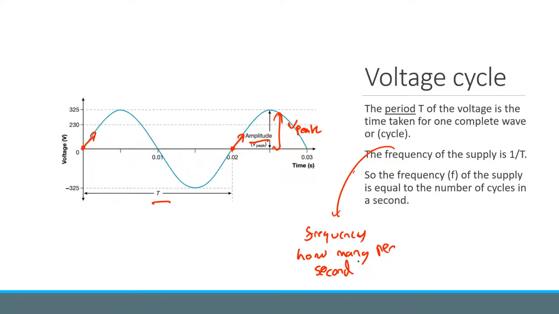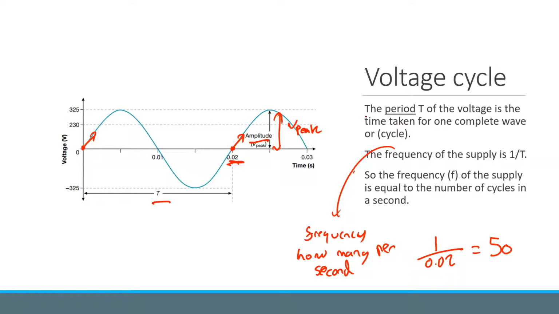If I want to know the frequency, I want to know how many times this is going up and down in 1 second. In this case, this is a very, very small amount of time. This is 0.02 seconds. So if I wanted to know how many cycles fit in 1 second, I could take that 1 second and divide it by 0.02. That'll tell me how many times this will go up and down in that full second. This actually comes out to be 50. So it goes through 50 of these up and down cycles every second.